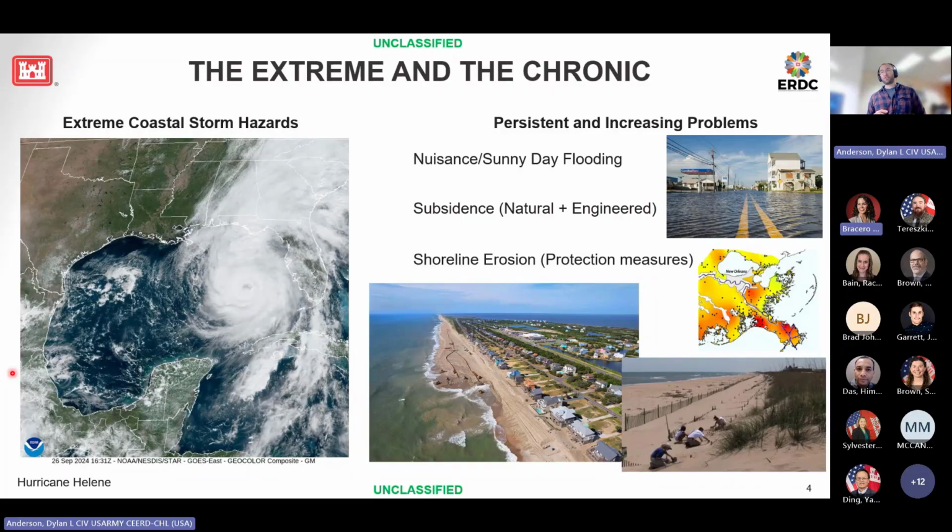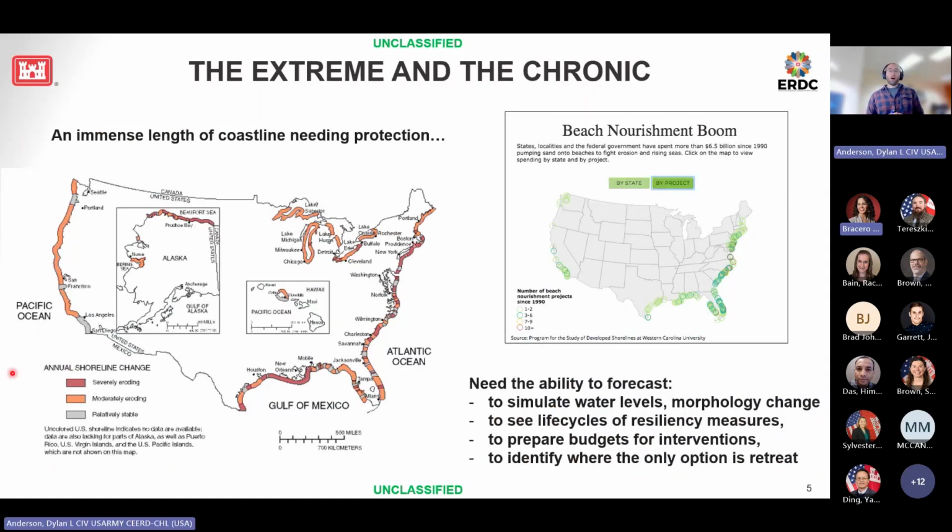But these protection measures, hard or soft, are trying to arrest a shoreline that has probably been eroding for much longer than we've ever been present. All of that paints a picture of this really immense length of coastline that needs protection, not just from extreme storms, but from these background things.